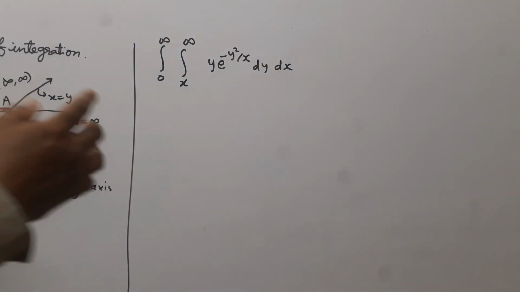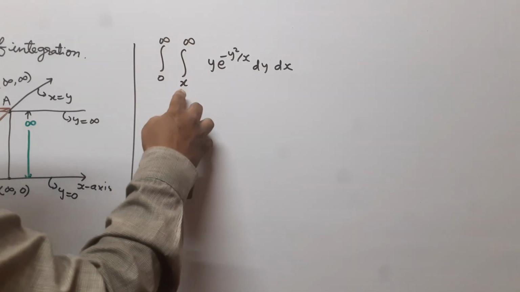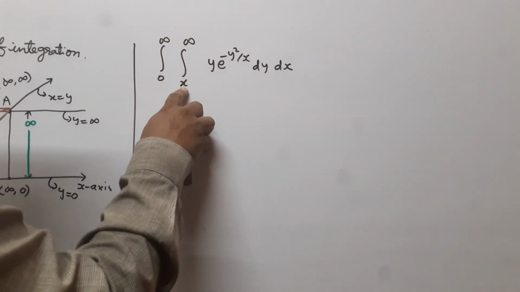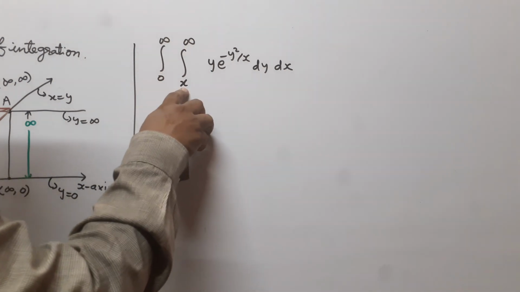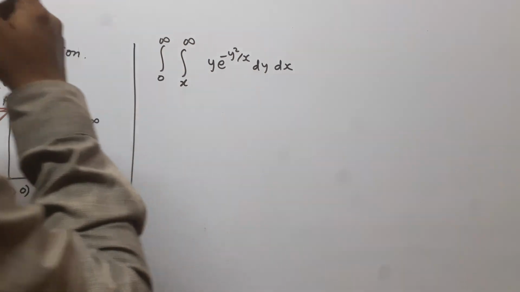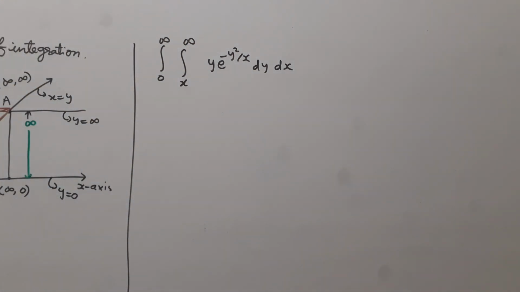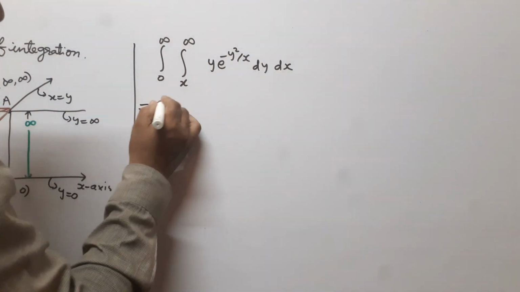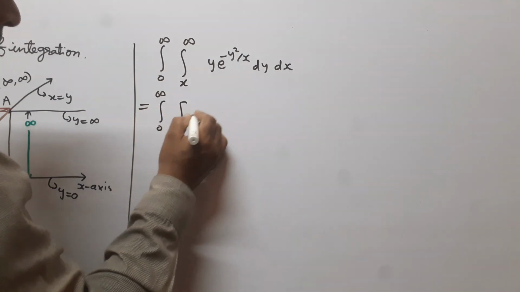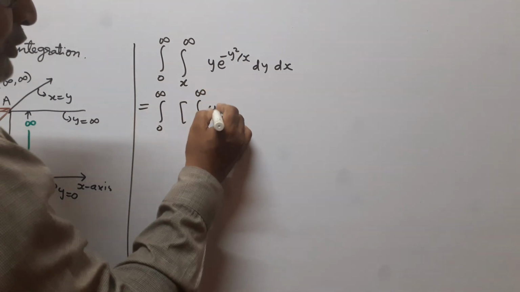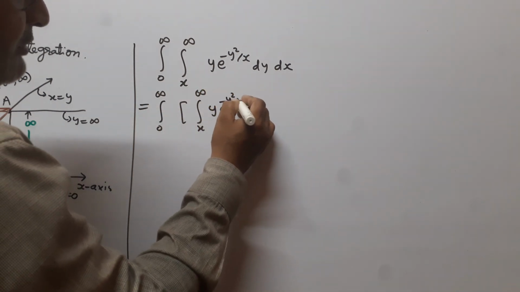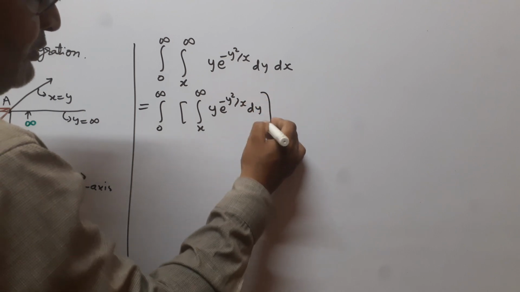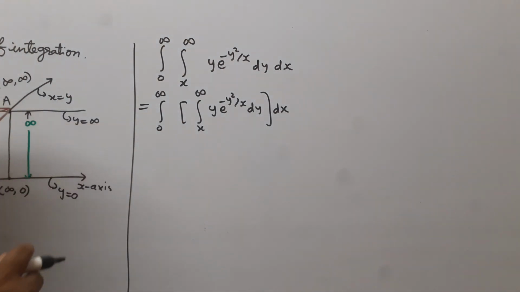Here we can see that on the right integral, this limit is a function of x, so this is the limit of y. So first we integrate with respect to y. So with respect to y, integrate first 0 to infinity, x to infinity, y e to the power minus y square upon x dy and dx.